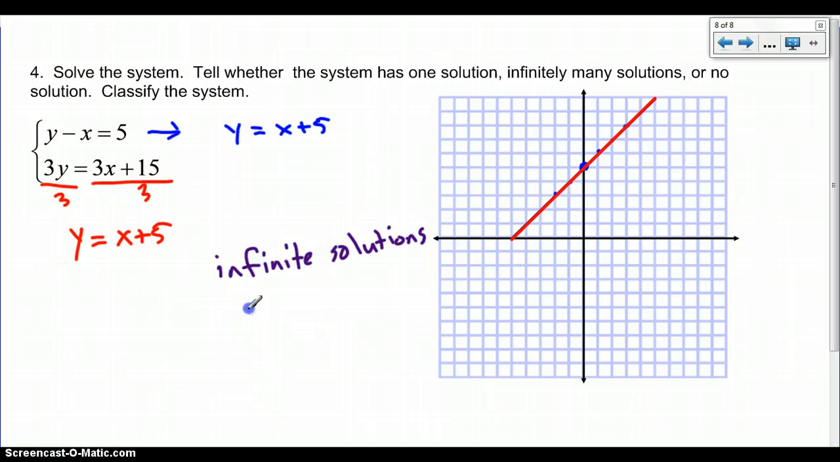And we'd also need to classify this. This is a consistent system. In other words, we have at least one solution. But because it's exactly the same, we would say that it's dependent.